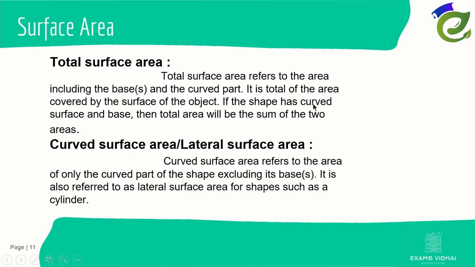The first type of surface area is total surface area. Total surface area refers to the area including the base and the cover part. It is the total of the area covered by the surface of the object. If the shape has a curved surface and a base, then the total area will be the sum of the two areas. Now the second surface area is curved surface area or lateral surface area. Curved surface area refers to the area of only the curved part of the shape, excluding its base. It is also referred to as lateral surface area for shapes such as a cylinder.